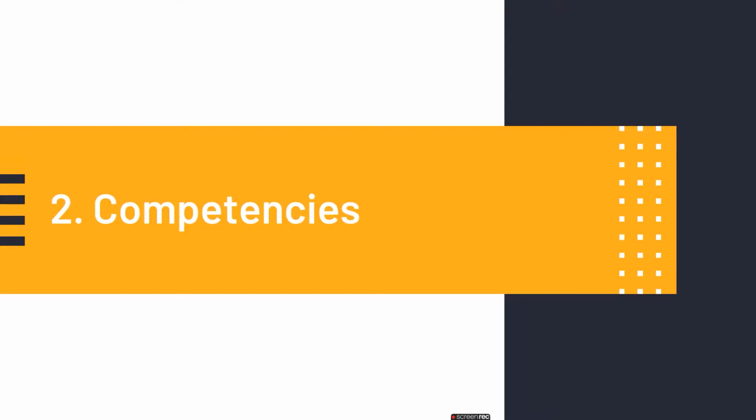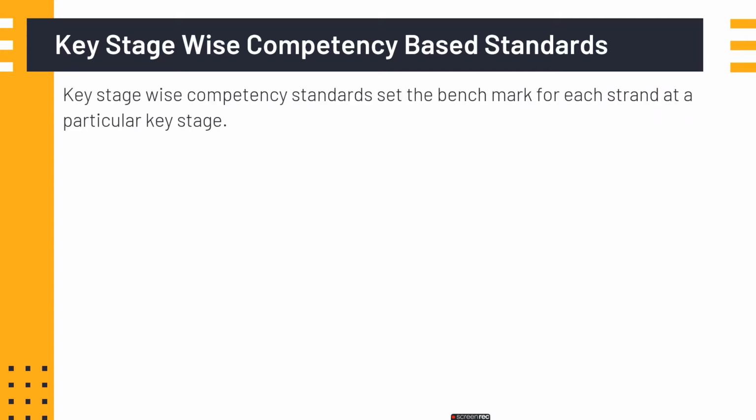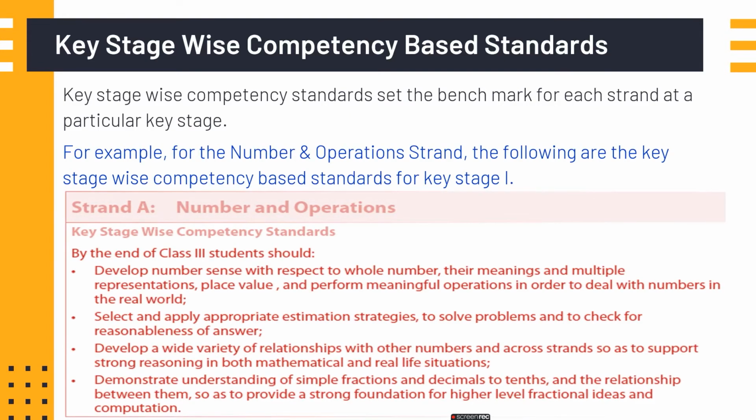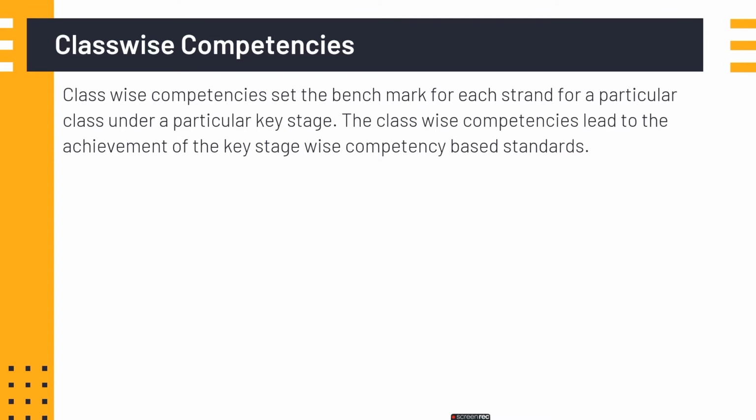The next section deals with the competencies related to mathematics. In this, the first is the key stage-wise competency-based standards. The key stage-wise competency standards set the benchmark for each strand at a particular key stage. For example, for the number and operations strand, the following are the key stage-wise competency-based standards for key stage 1. So as we can see, we see strand A, numbers and operations. There are 4 key stage-wise competency standards to be achieved by students as they complete class 3, that is key stage 1. To achieve those key stage-wise competencies, we have the class-wise competencies.